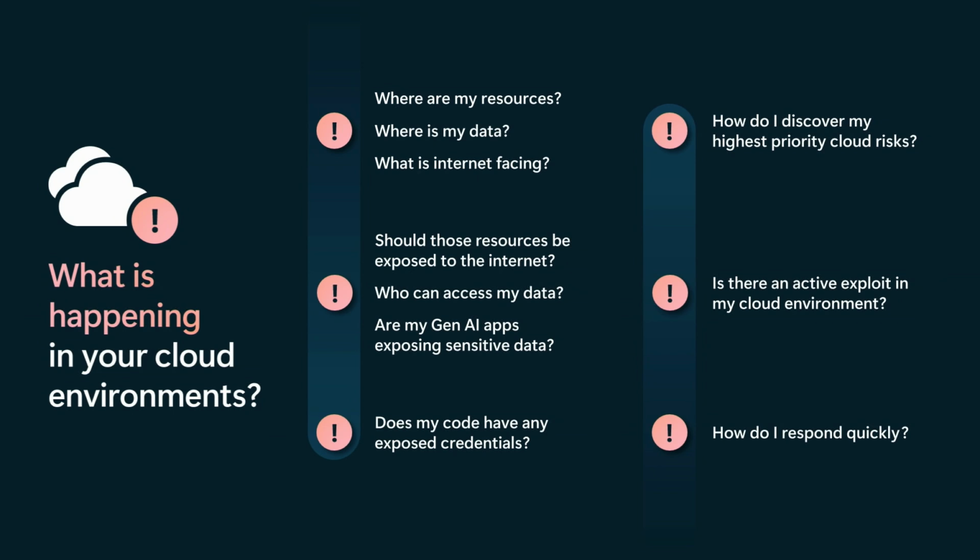Unfortunately, most ransomware attacks, about 90%, are due to unmanaged services. Where is my data? More importantly, where is my sensitive information? Where is the data that adversaries are going after? What's internet facing? Should those resources be internet facing? And how do I discover my highest priority? How do I make sure that the 13% I'm remediating is the one that has sensitive data involved? It's the one that could actually be exploited.